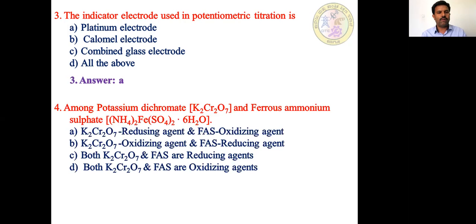Question number 4. Among potassium dichromate and ferrous ammonium sulfate, option A, potassium dichromate is the reducing agent and ferrous ammonium sulfate is the oxidizing agent. Option B, potassium dichromate is the oxidizing agent and ferrous ammonium sulfate is the reducing agent. Option C, both potassium dichromate and FAS are reducing agents. Option D, both are oxidizing agents. We know that potassium dichromate is an oxidizing agent, and ferrous ammonium sulfate is a reducing agent in this combination. The right answer is option B.